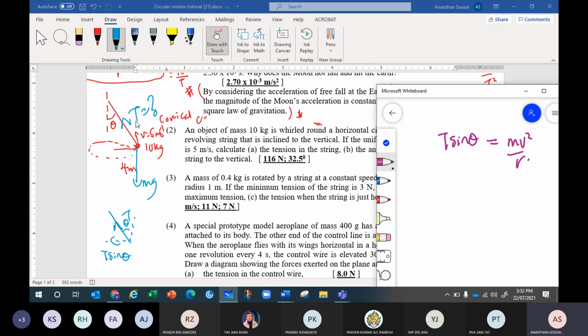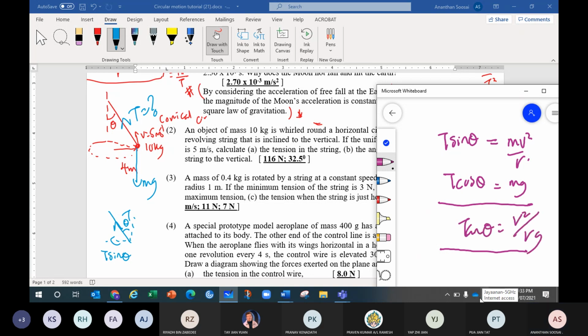Vertically, the force is balanced. Force down is the same as force up. So what's the equation? Force down is mg. Force up is T cos theta. Still not possible to find the tension. So we divide both. You get tangent theta equals v squared over rg.